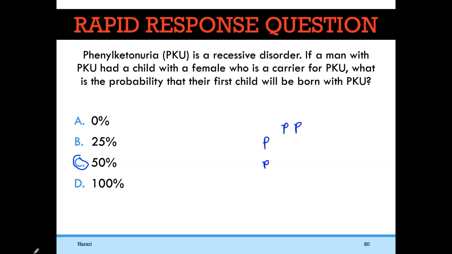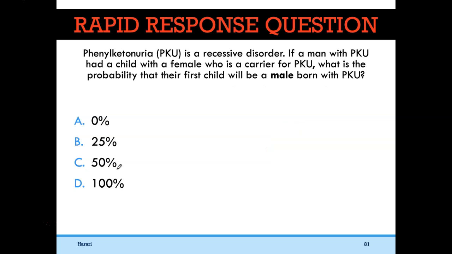Again, let me just have a note about probabilities. This is not to say that if they have 8 children, 4 will have PKU and 4 will not. This is probability, right? So that's like saying if you flip a coin 8 times, it is most likely that you're going to get heads 4 times and tails 4 times. It's possible that you're going to get 8 heads, right? We're just talking about probabilities, not actuality.